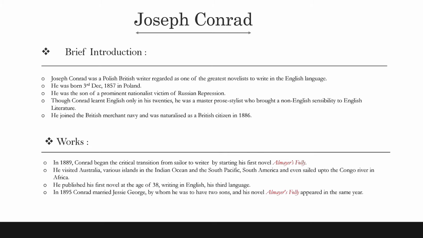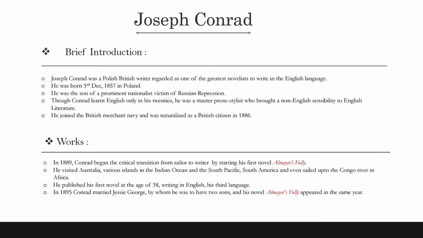Now we will briefly discuss some of the important works of Joseph Conrad. In 1889, Conrad began the critical transition from sailor to writer by starting his first novel, Almayer's Folly. He visited Australia, various islands in the Indian Ocean and the South Pacific, South America, and even sailed up to the Congo River in Africa. He published his first novel at the age of 38, writing in English, his third language.